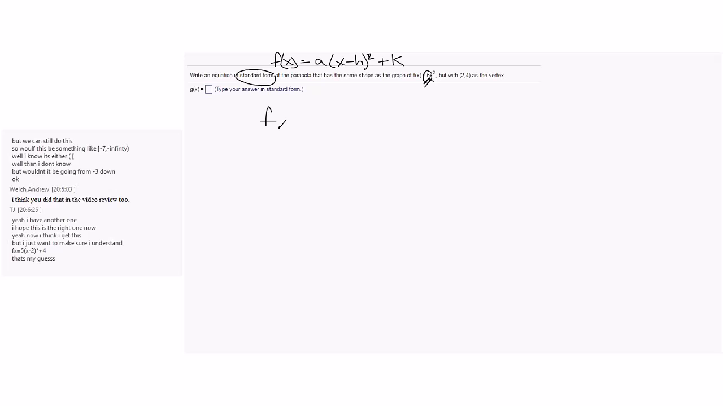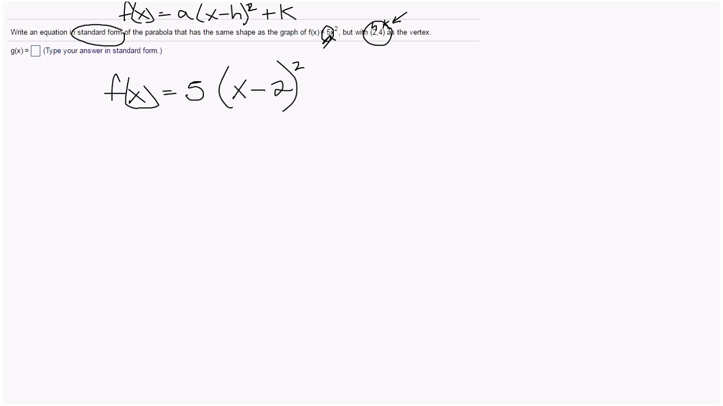So f of x is equal to 5. And then they give us the vertex as 2 and 4. So our h value is going to be 2, and our k value is going to be that 4. Now, because h is positive 2, we're going to make sure that it's negative 2 inside the parentheses, because remember, that's what we had talked about at the beginning of the video. And then our k value is positive 4.